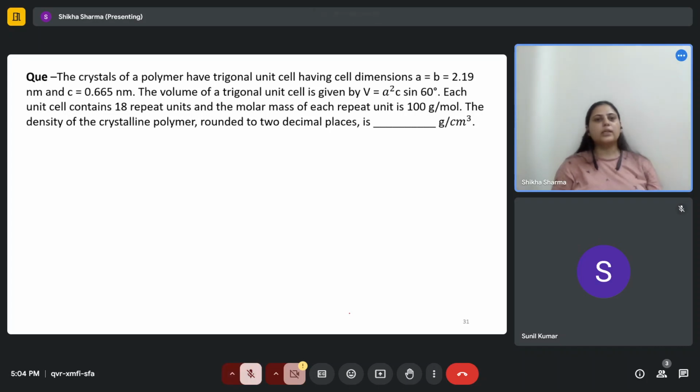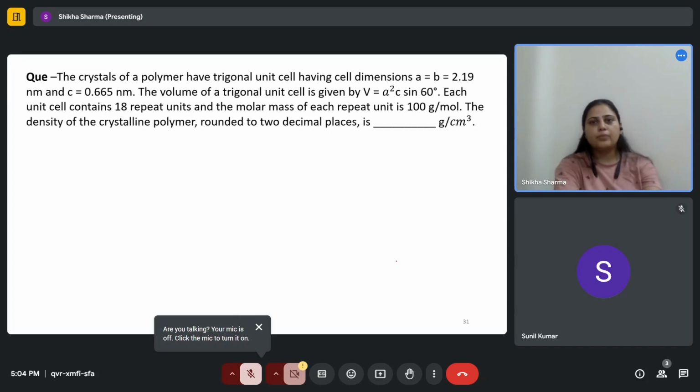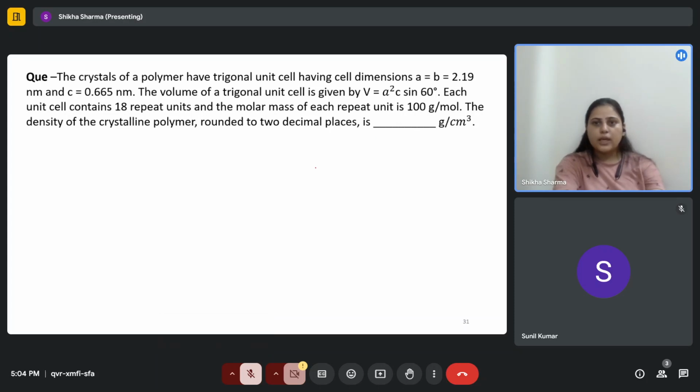The crystals of a polymer have a trigonal unit cell. So we know that a polymer crystal can be of any unit cell structure, which here is trigonal, right? So its dimensions are given in the trigonal system. A and B are the same, 2.19 nanometer, and C is equal to 0.665 nanometer.